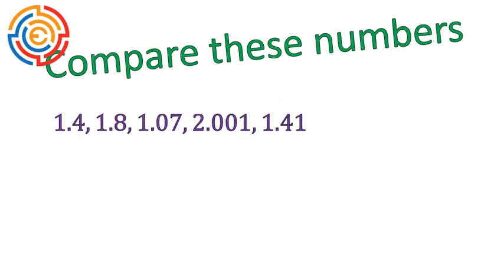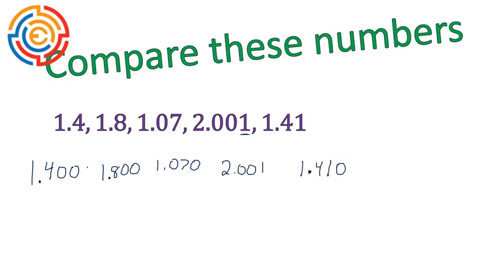In our next slide, we have some more numbers to compare. Again, I'm going to write them out, and this time, I'm going to write them out to 3 decimal places just to make it very obvious and easy for me to compare them. We can compare them a little bit easier. All right, that would be 400, 800, 70, 1, and 410.